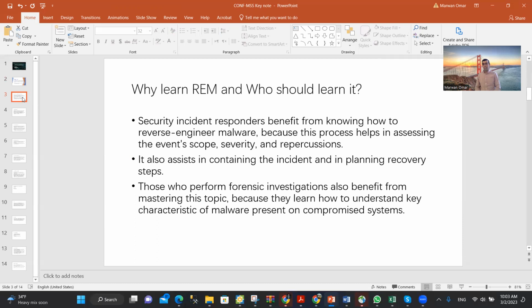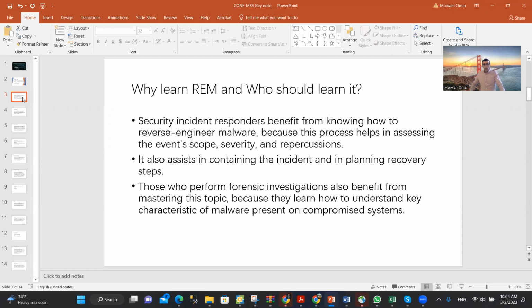We try to understand how malware is authored, because this process helps in assessing the event's scope, meaning the cyber attack, for example, the severity of the attack, and the repercussions. What could be the repercussions? Is it financial repercussions? Is it something related to the reputation of the company? Is it something related to the image of the company? Will they face legal consequences because maybe customer data has been compromised, etc.?